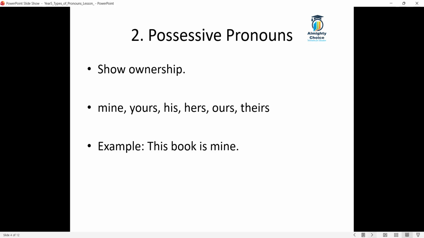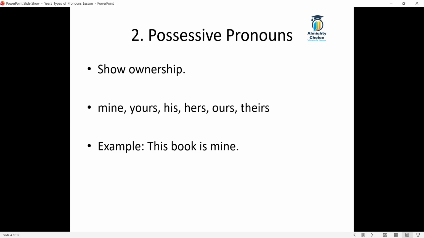Next, we have possessive pronouns. These show ownership. For example, mine, yours, his, hers, ours, and theirs. For example, this book is mine. That shows this book belongs to me. It tells who owns the book.